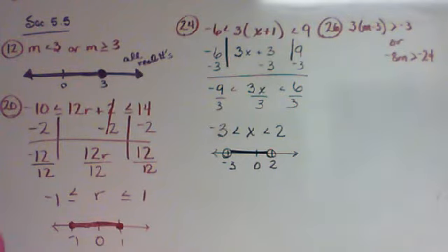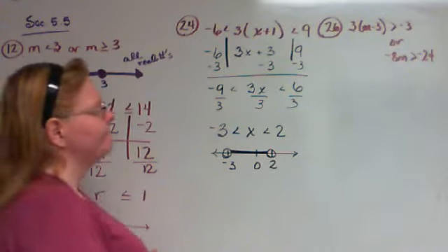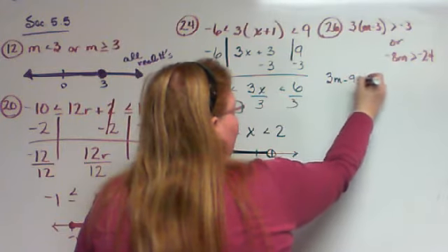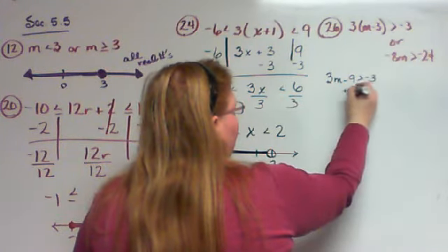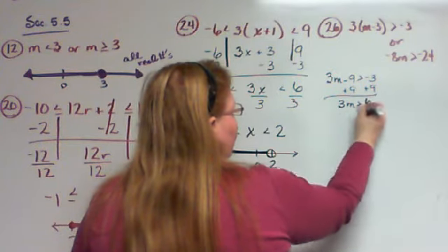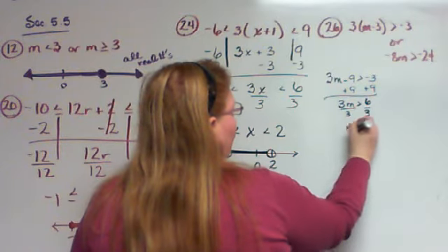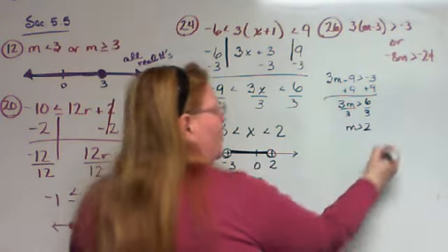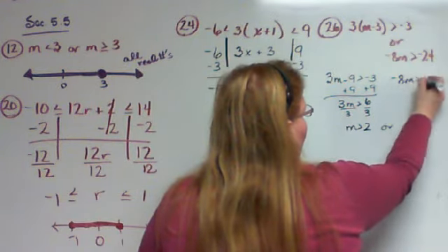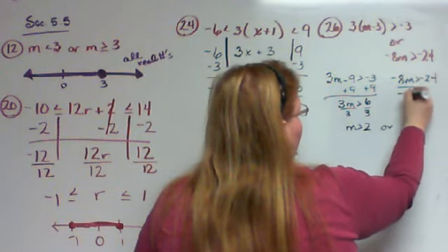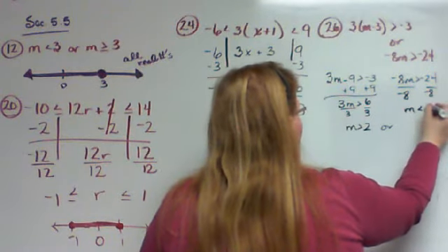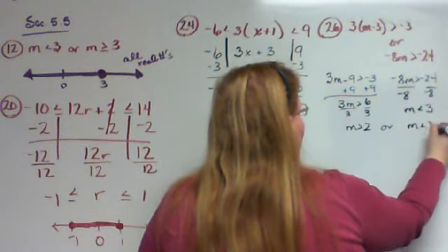Number 26 is different. It's like two problems for the price of one. So for the first one, 3m minus 9 is greater than -3. Add 9 to both sides. 3m is greater than 6. Divide both sides by 3. M is greater than 2. Or the -8m and -24. Divide both sides by -8. When you divide by a negative, you have to flip your sign over. M is less than 3.